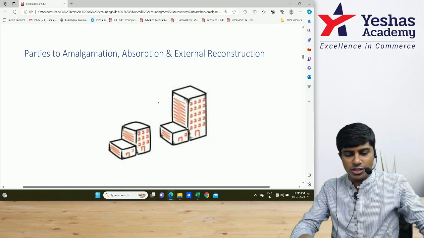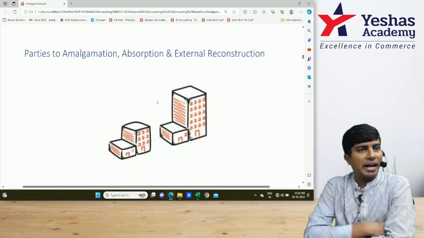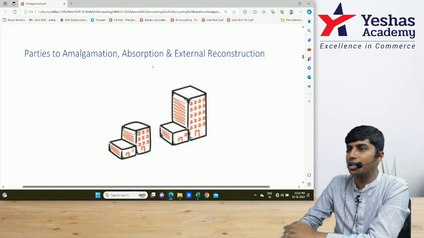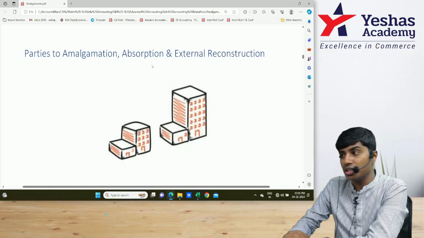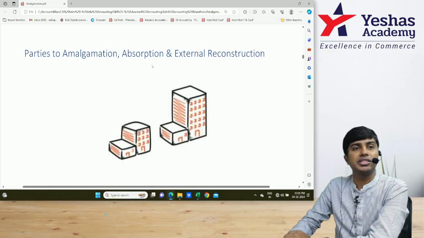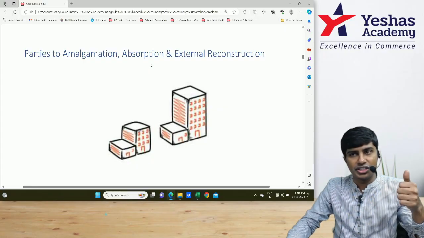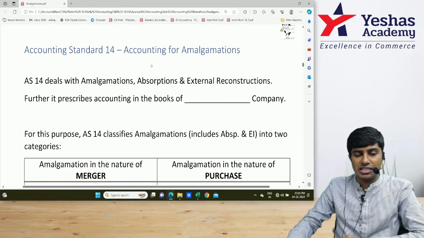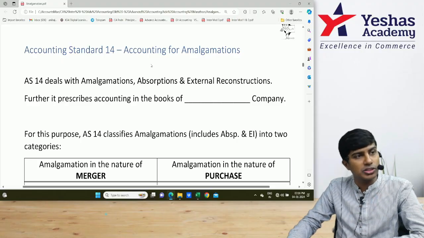Can we quickly revise what we've discussed so far in amalgamation? Amalgamation in a practical sense is divided into several classifications like amalgamation, absorption and external reconstruction. However, for the purpose of accounting under Accounting Standard 14, amalgamation is classified into two categories. One is amalgamation in the nature of merger, two is amalgamation in the nature of purchase. Merger or purchase classification is done based on AS 14.